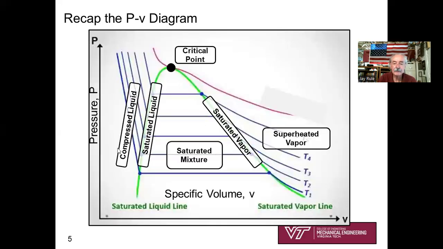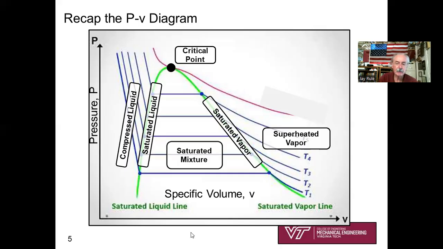Okay, let's recap the PV diagram. It's so important. Recapping has some value. Here's our vapor dome for a phase change substance. P on the y-axis, specific volume little v on the x-axis. Here's our vapor dome. You do realize that we've got different phases of the same substance, of a pure substance.